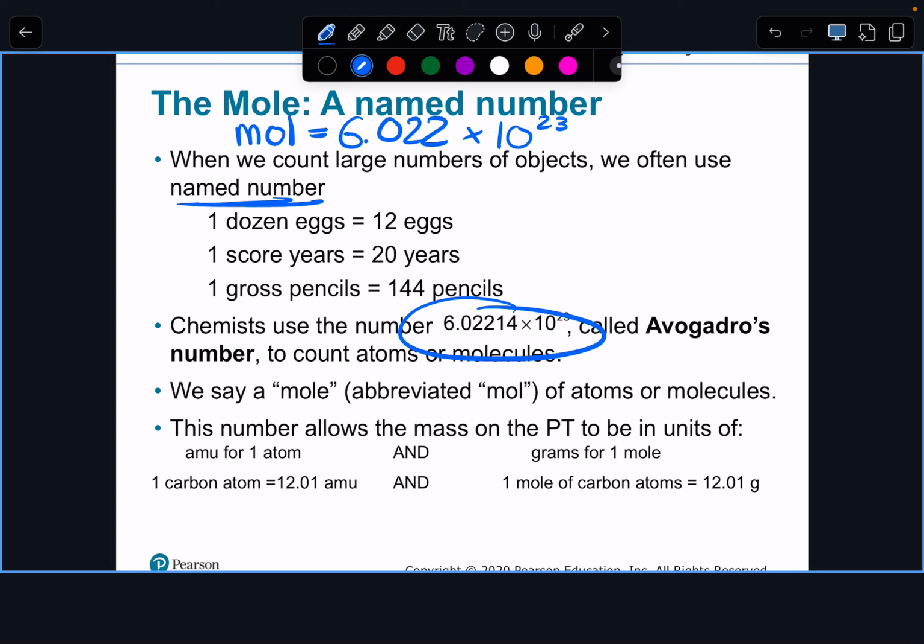Forty and seven years ago. Okay, thank you. Obviously, I'm not a history buff. So score is 20. You can use that. It's most commonly used for years, but you can use it for other things. A gross is 144. I don't know what that comes from, but that's what a named number, gross, means: 144.